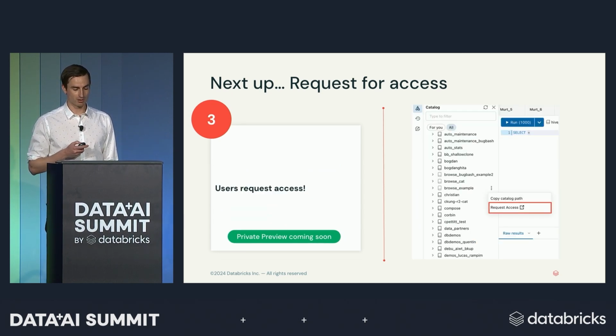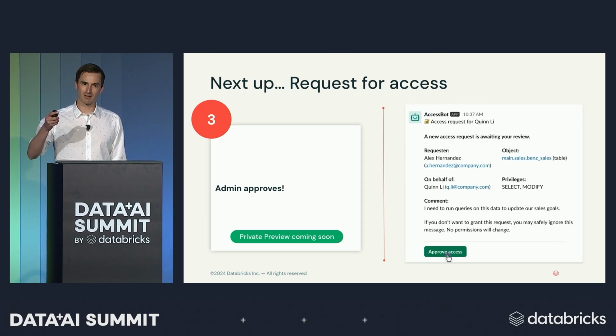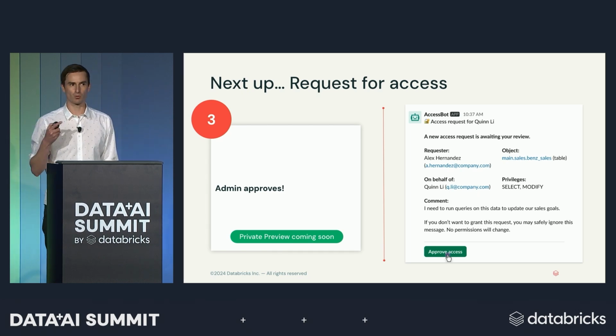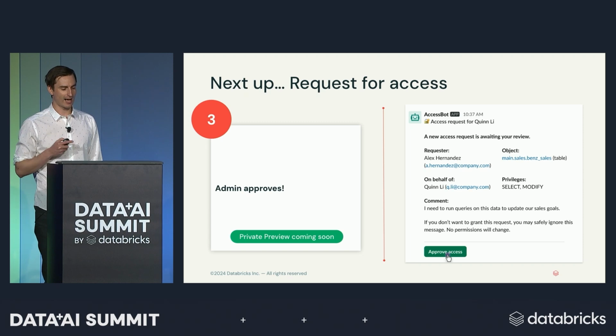And then what will happen, users will come into the product and wherever they see data, like in the schema browser here, they'll be able to right-click and say, I want to access that thing. And the admin will be sent the request at the destination you configured in step 2. So we really think this will shorten the cycle and allow your users to get access to the data in a much more seamless way. So we're really excited about this.